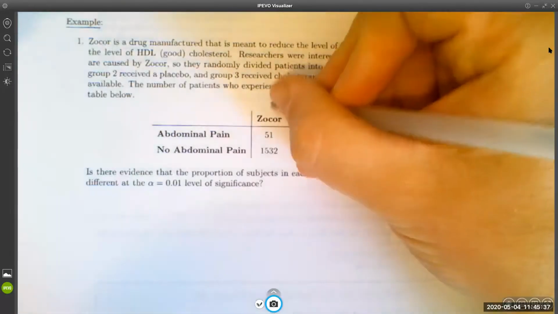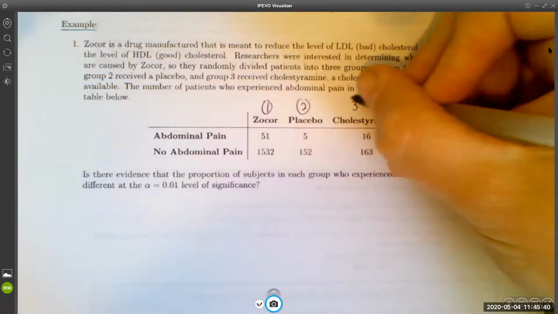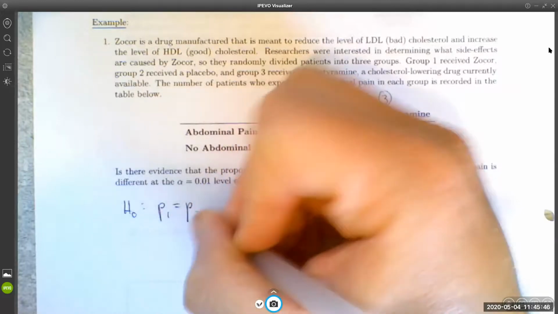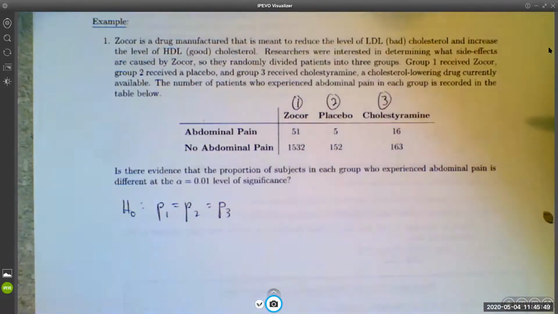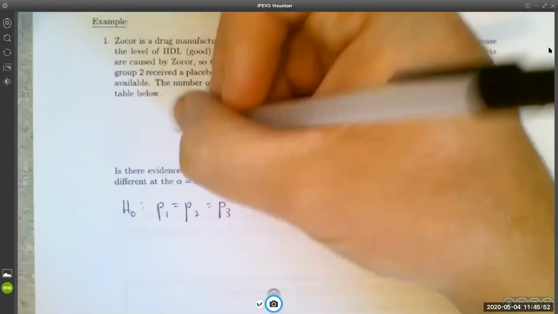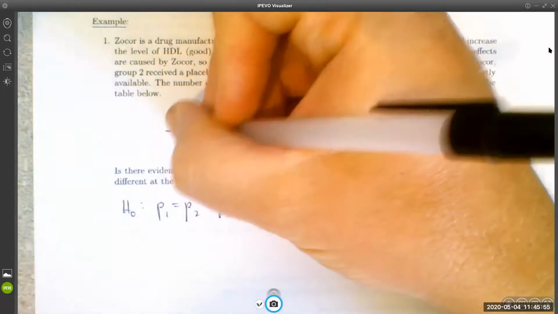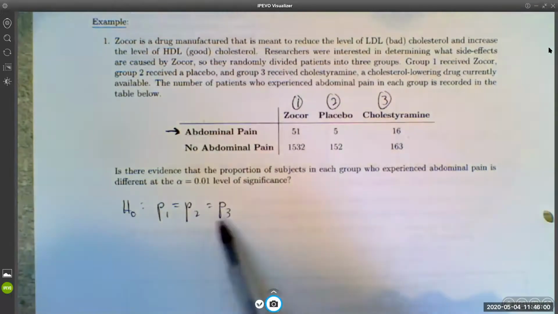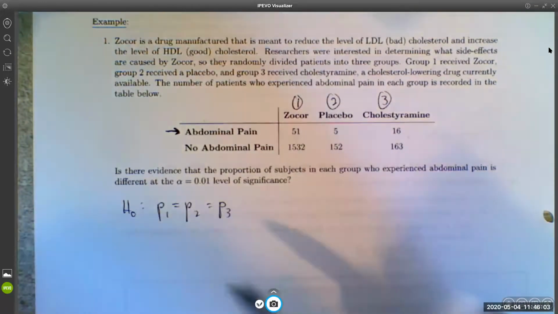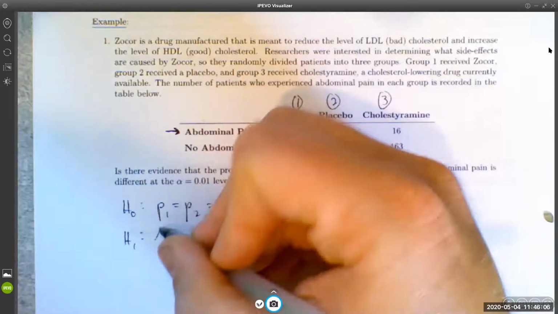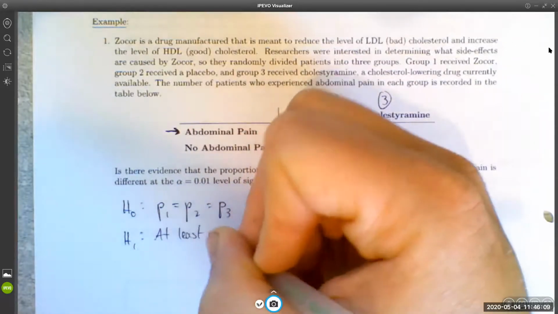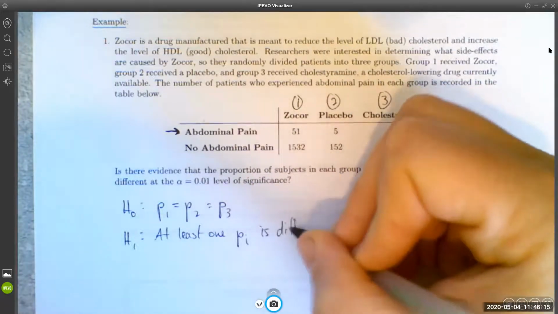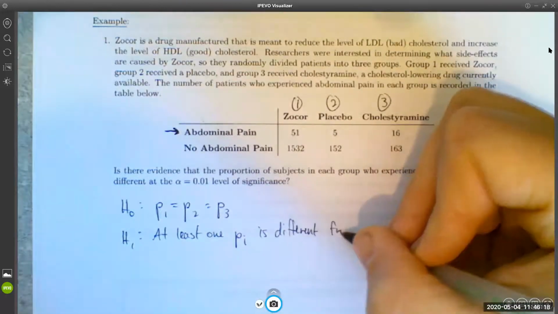Okay, so let's see. Groups 1, 2, and 3. The null hypothesis is that the proportions are all the same. P1 equals P2 equals P3. The proportion of what? The proportion of people who experience abdominal pain. That's what we're really looking at. We want to know, is the proportion of people who experience abdominal pain the same in each group? And the null hypothesis is that yes, it is. They're all the same. The alternative hypothesis is that at least one proportion is different from the others.